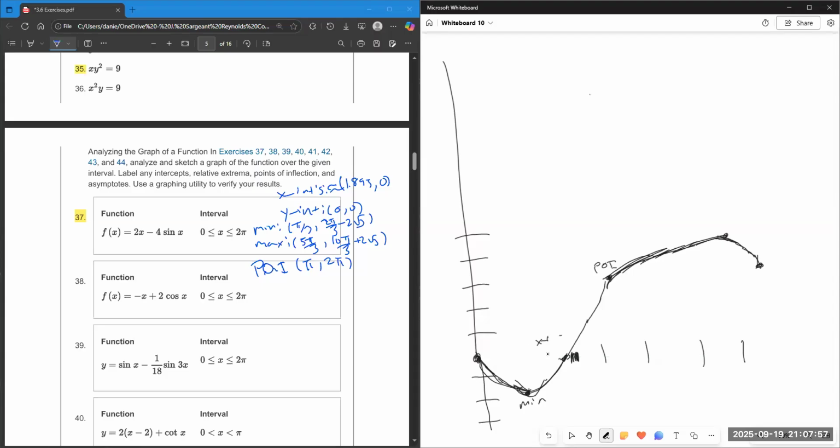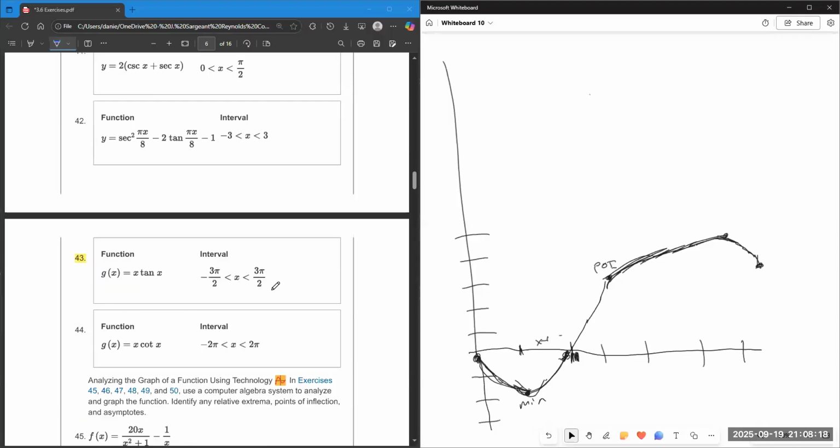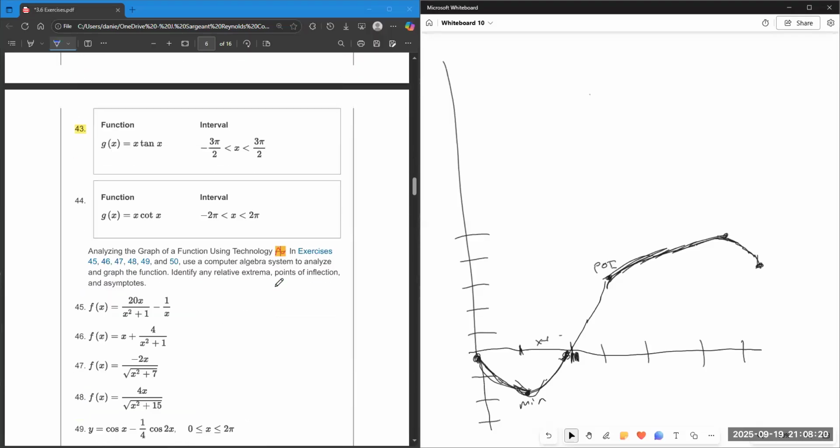So not a perfect graph, but you get the idea of what's going on here. And let's see, do I have another one? I have one more. I know this takes a long time to do these problems. I apologize for that. We've actually got a couple more.